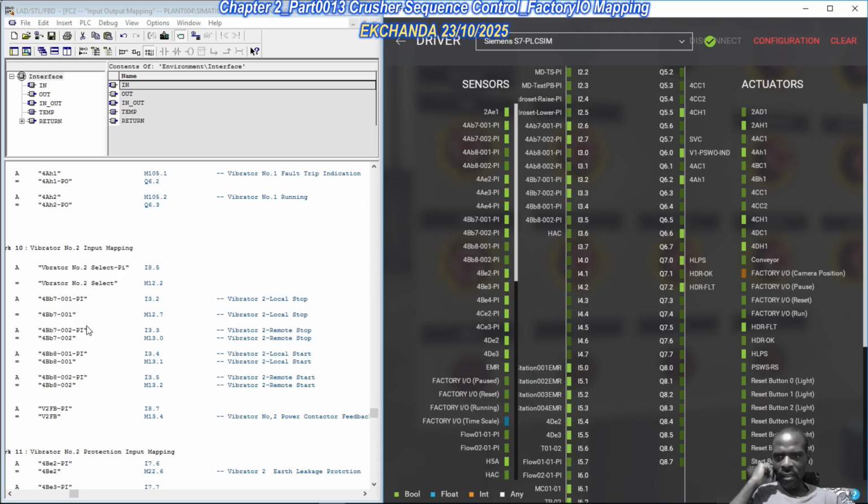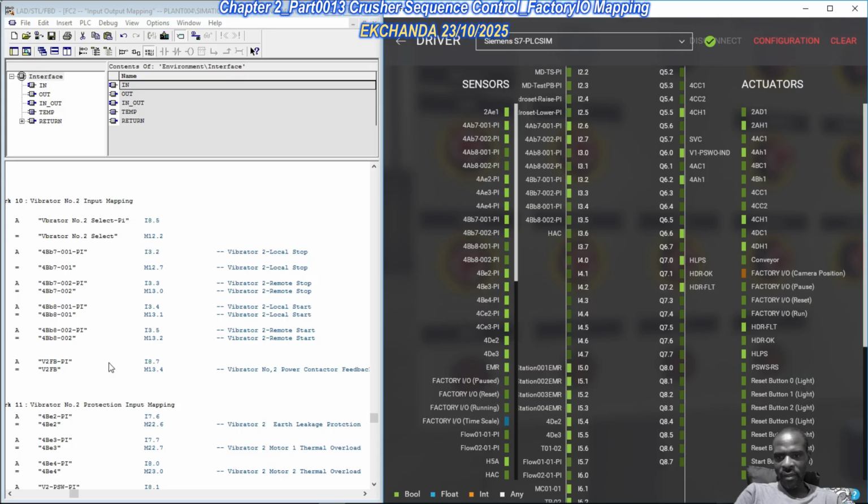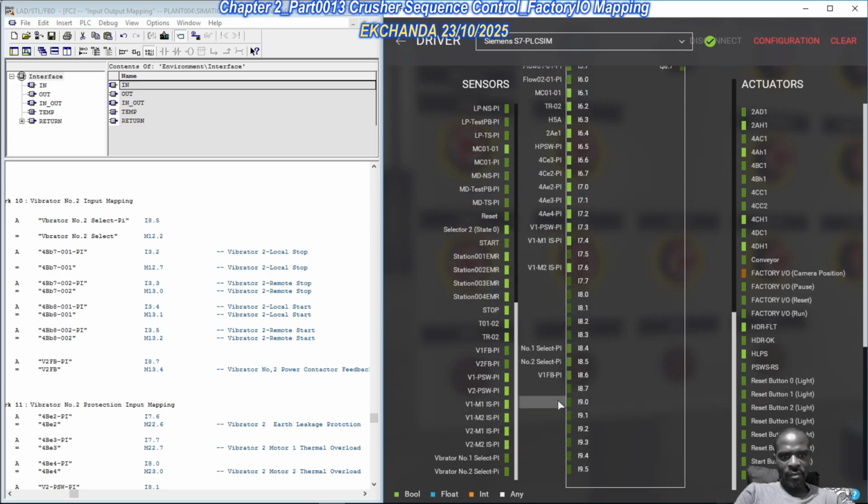So we've done local start, remote start, local stop, remote stop. The only other thing we need to do is vibrator 2 feedback, which is going to be mapped to input 8.7, like so, which takes care of the normal input mapping for vibrator number 2.